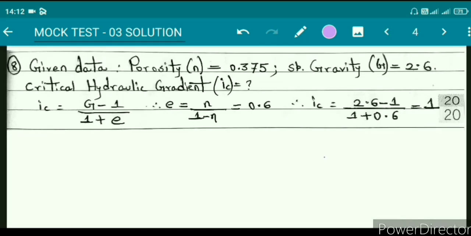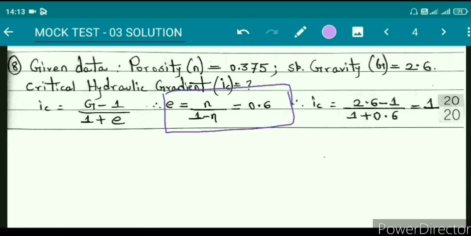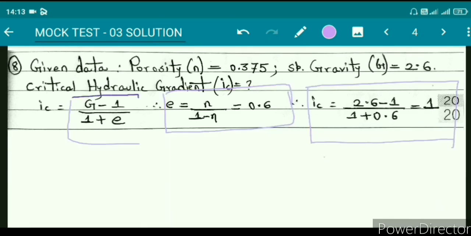Here is the formula of critical hydraulic gradient, which is G minus 1 divided by 1 plus e, right? In that question, the value of porosity is given. We all know the void ratio equals n by 1 minus n. What is n? n stands for porosity. So by putting the value of porosity in this formula, we can easily get the value of void ratio. Now we can also get the critical hydraulic gradient, because the formula is G minus 1 by 1 plus e, where G stands for specific gravity.